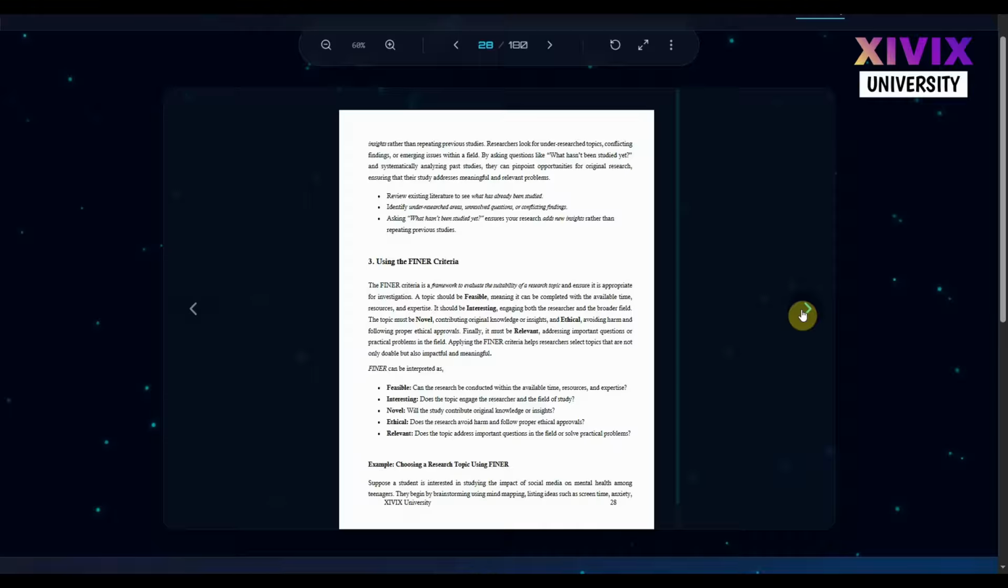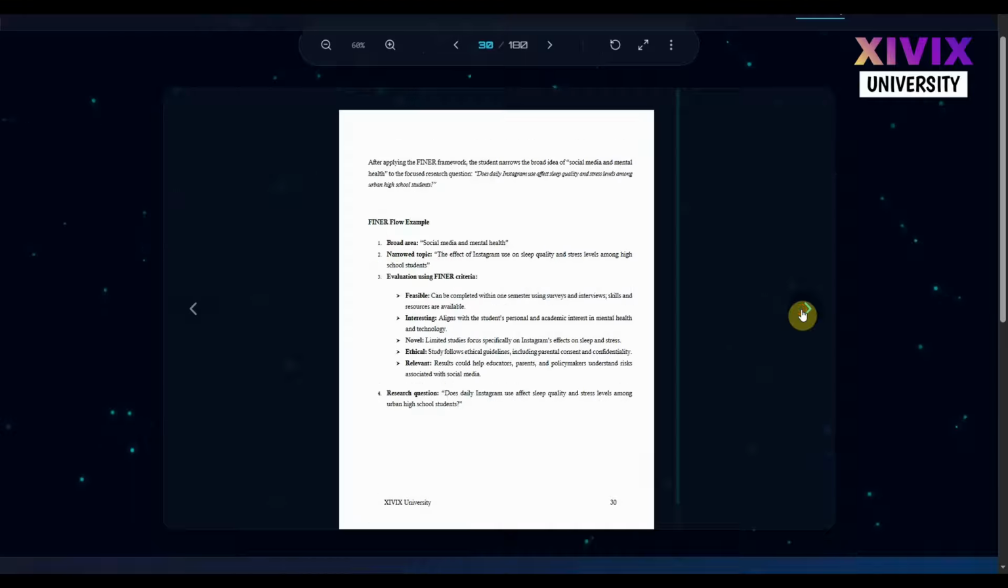There we have an example, and that is regarding the exploration of social media's effects on teenagers' mental health, and it reviews the studies and finds a research gap on Instagram use and its impact on sleep and stress. And this is the flow of the FINER criteria. The broad area is social media and mental health, and the narrowed topic is the effect of Instagram use on sleep quality and stress levels among high school students.